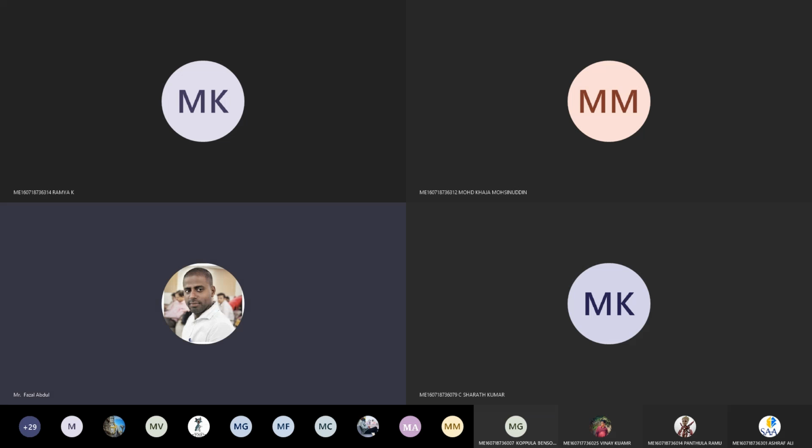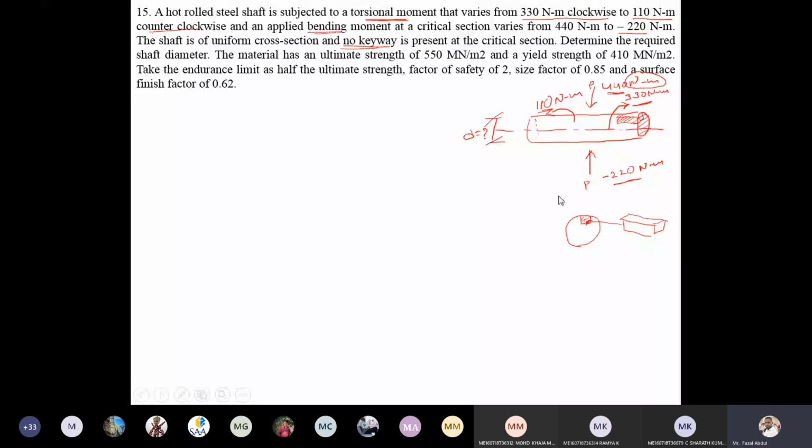Okay, how much diameter of shaft is asking. The material property is given: ultimate tensile strength as 550 meganewton per meter square. Yield strength is given, and endurance limit is given. Okay, and factor of safety is given, size factor, surface factor, whatever the required parameters are required for this problem, everything is given. Now first go through the given data.